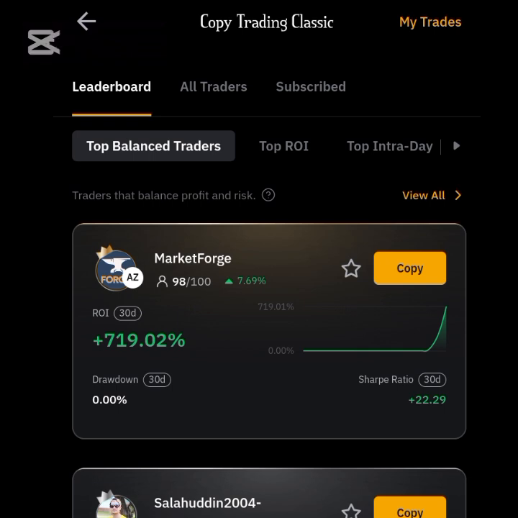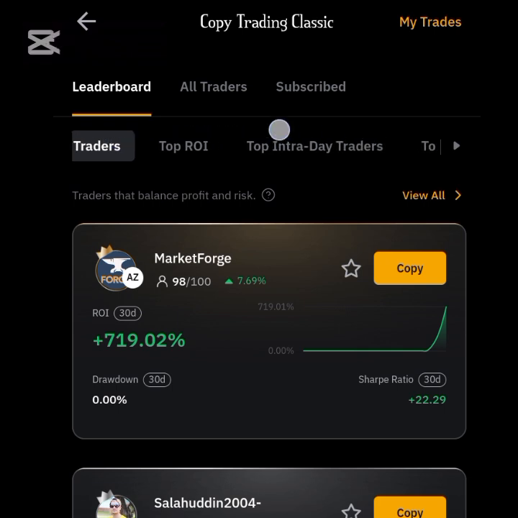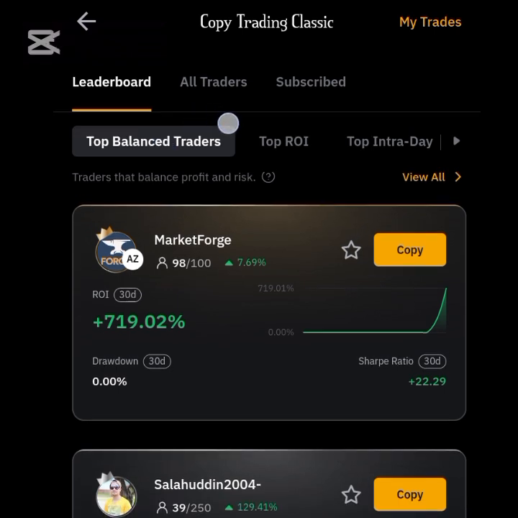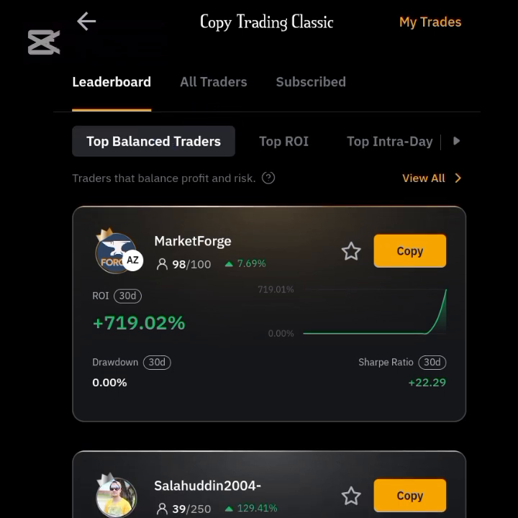So to select a professional trader or a master trader, there are various options on this page. You can see the top balance traders, top ROI traders, top intraday traders. I'm taking this one by one. So what are the top balance traders? These top balance traders are those traders that don't try to make too much profit, they don't try to make too much loss, they try to balance every aspect of trading. And I think for me, they are the very best. I don't know for you, but today you find out the one for you.